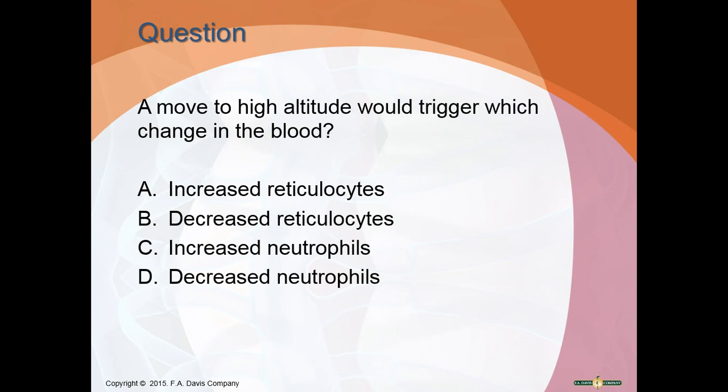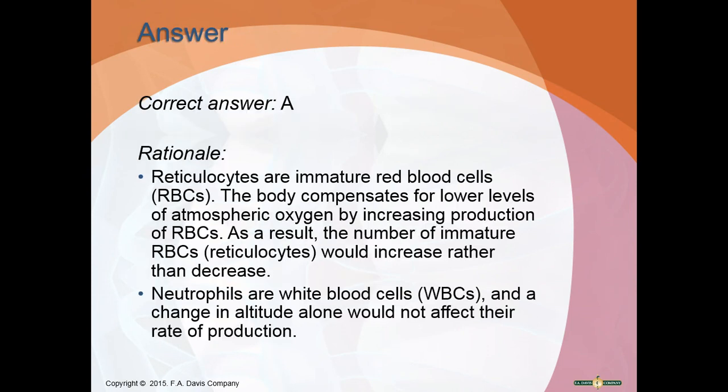We're going to see increased reticulocytes or decreased reticulocytes, increased neutrophils or decreased neutrophils. Well, we know reticulocytes are red blood cells and neutrophils are white blood cells. We know that going in. So reticulocytes are immature red blood cells.